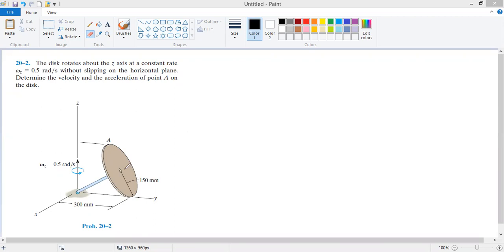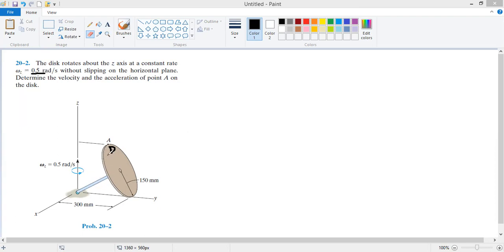So the question states that we have a disk, which we represent by D, and this disk is rotating on a horizontal plane with an angular velocity of 0.5 radian per second. The disk is rotating about the z-axis, omega subscript z equal to 0.5 radian per second.